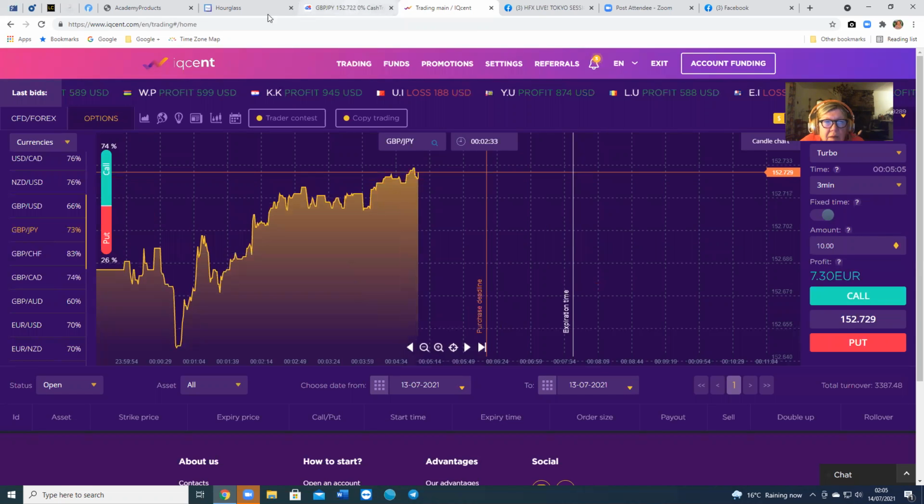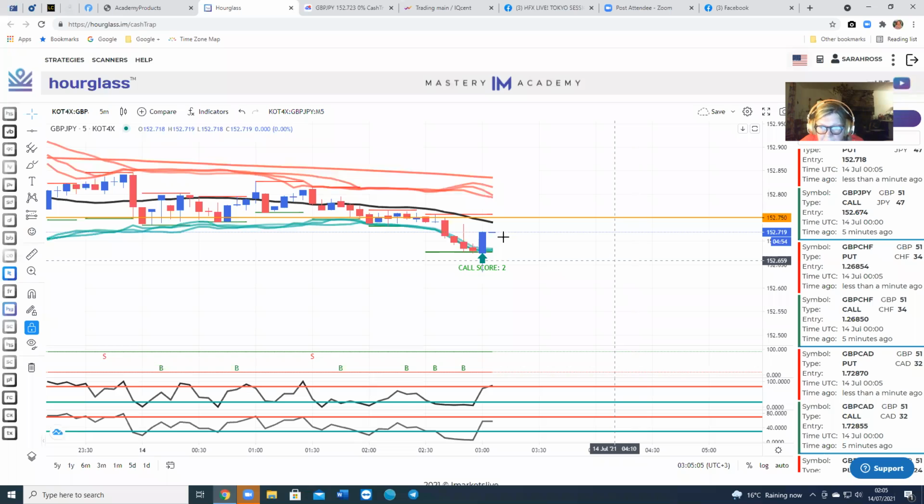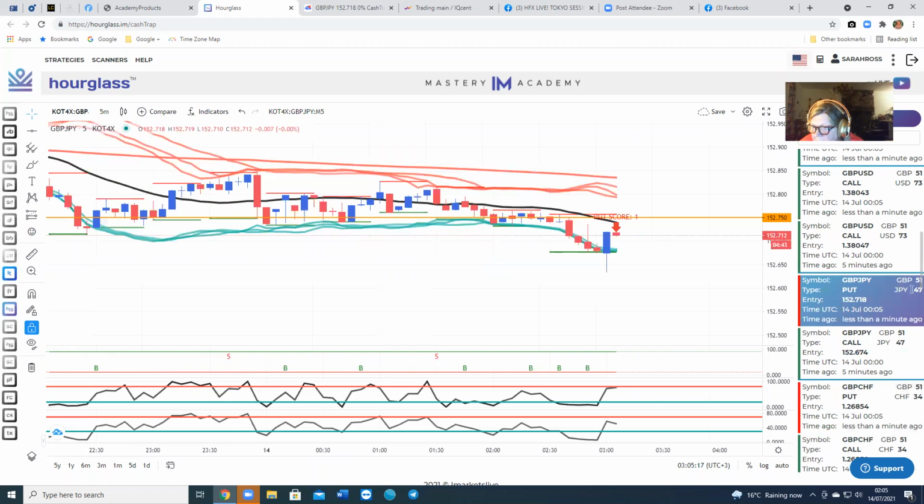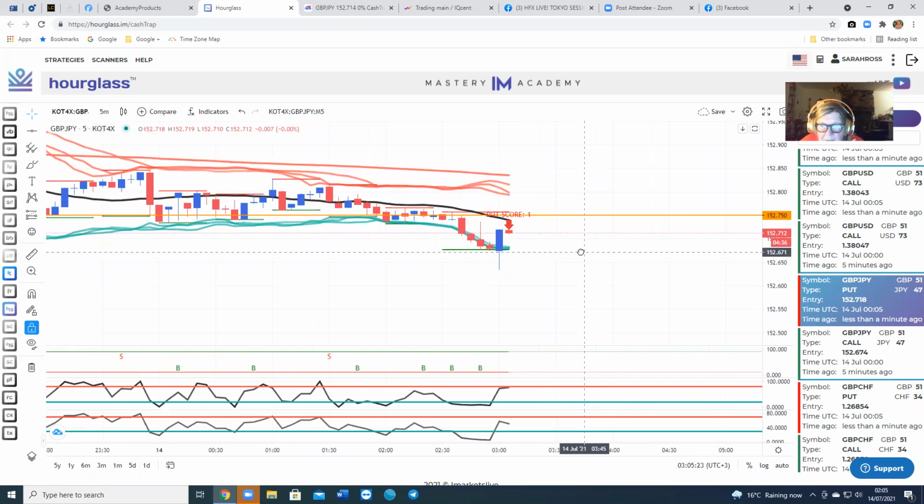And what does HourGlass tell us? We've just tapped it up there, but the RSI hasn't quite tapped it, so it could go up a bit higher. So it's given us a put at 718. Now, can you see how the GBP has jumped to 51, jumped up stronger than the Japanese yen? And that's only giving us a put score of 1.